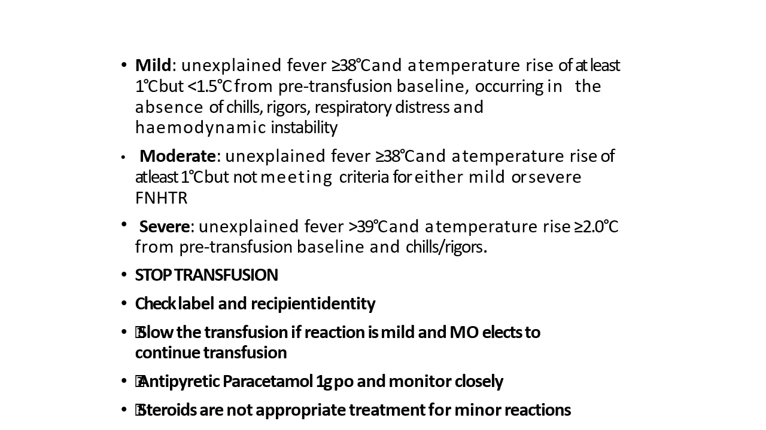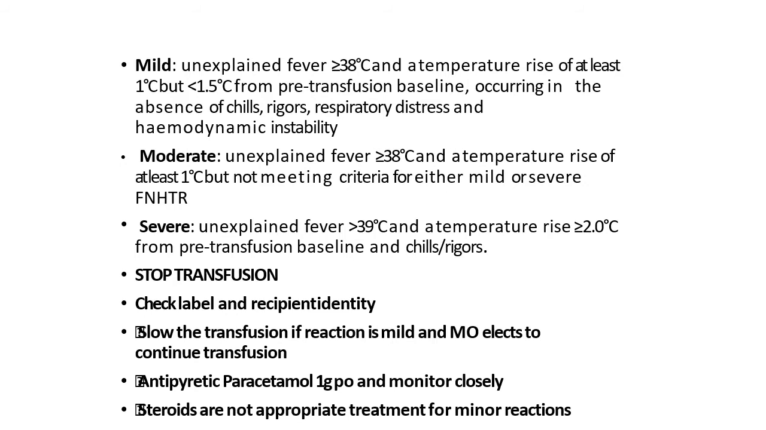So this is mild, moderate, and severe. Further classification. Mild is unexplained fever. Temperature is at least 1 degree but less than 1.5 degree. And there is absence of chills, rigors, respiratory distress, and hemodynamic instability. If we come to moderate, the temperature is at least 1 degree centigrade raised, but it is not meeting the criteria of mild or severe. And in severe, the fever is more than 39 degrees centigrade, temperature rise is more than 2 degrees centigrade, and there is presence of chills and rigors.